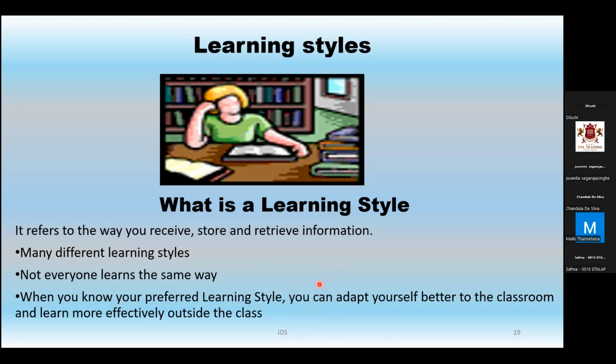If there are 25 in the class, how many visual learners are there? Are there visual learners more or auditory ones more? What is the outstanding learning style of most of the learners? That should be identified by the teacher. Then only it will be effective. Teacher can effectively teach.